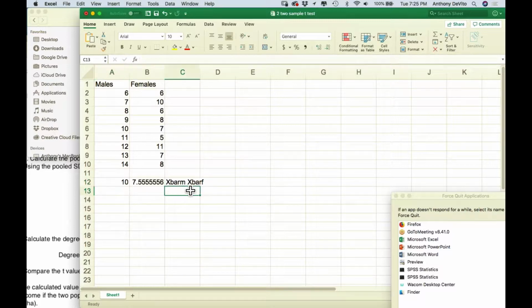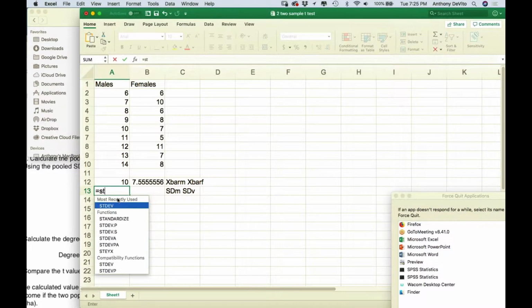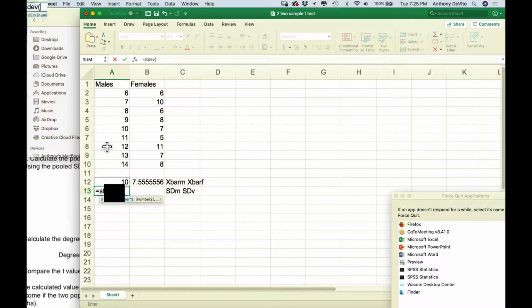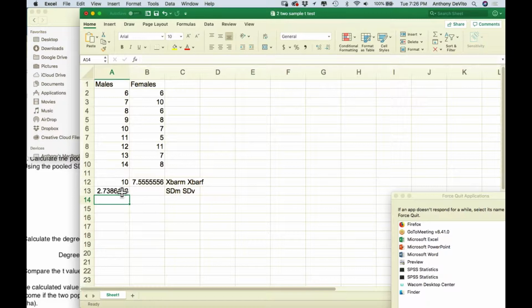Okay, what about standard deviations? Standard deviations for the males and the females. Okay, let's find out what that is. Equal to standard deviation of these numbers and the standard deviation of those other numbers. Are they equal? They don't look that equal, do they? 2.7 and 1.9. We're going to have a funny rule.